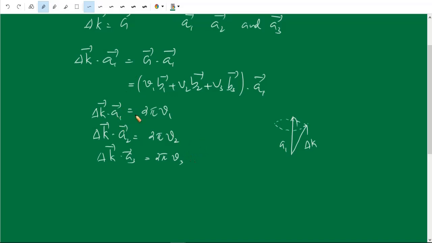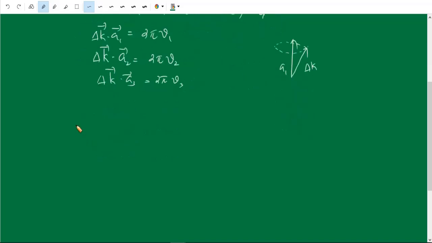So we have many different expressions or conditions for diffraction, and all these conditions are actually the same. This is another expression of the Bragg condition. Next we can discuss the Ewald construction. That is another geometrical representation of the diffraction condition.